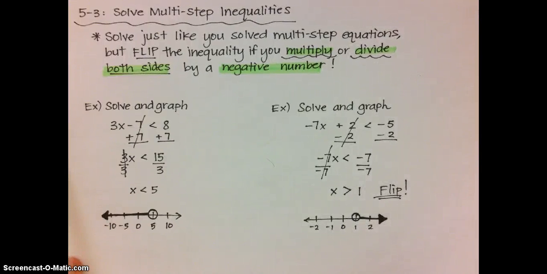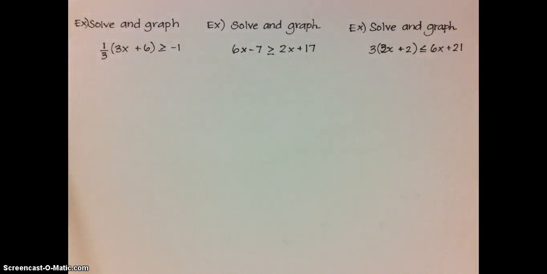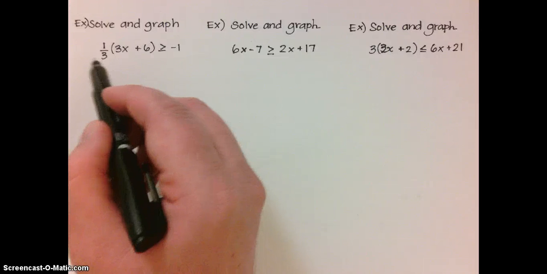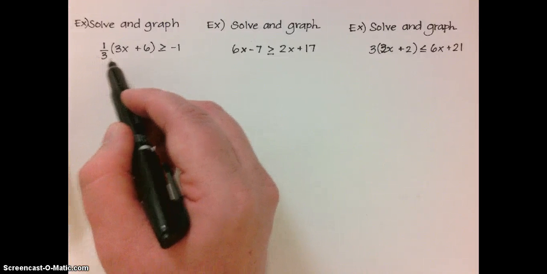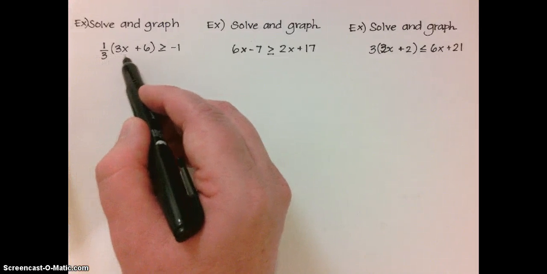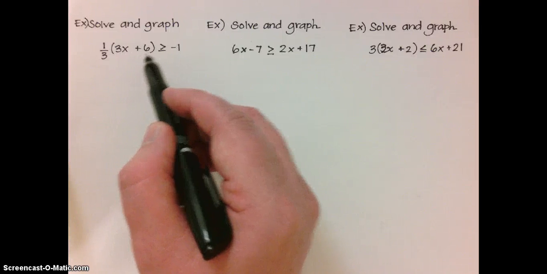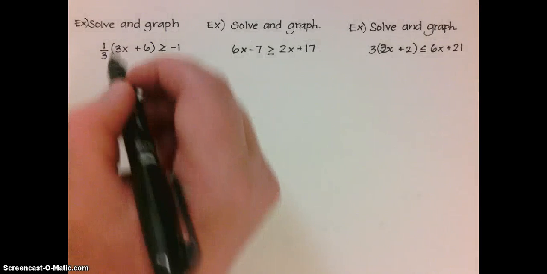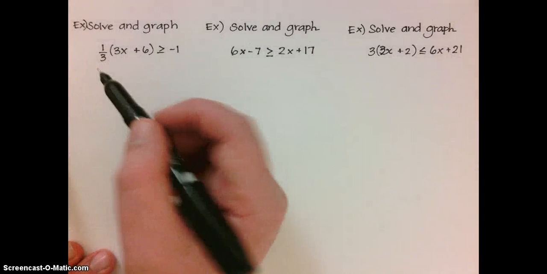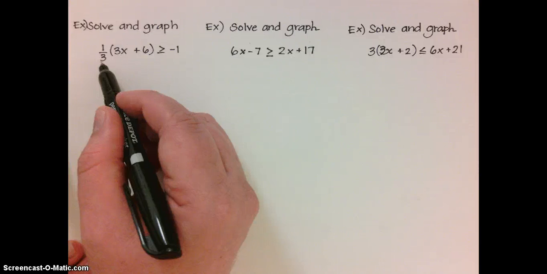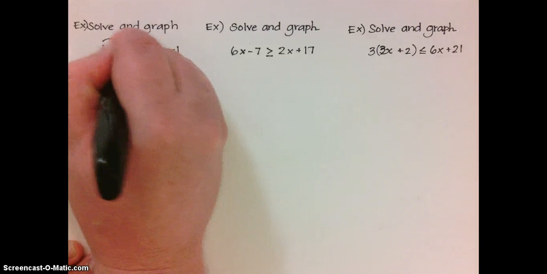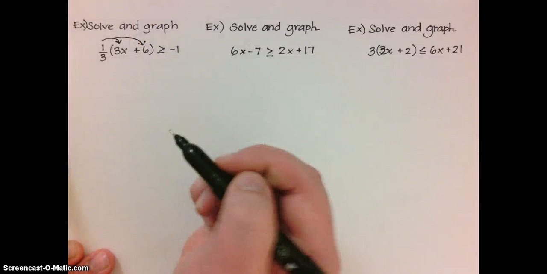Some are going to get even more complicated. So I have some set up already for us. The first one that we're going to solve and graph is the inequality 1/3 times, in parentheses, 3x plus 6 is greater than or equal to negative 1. Now when I come across this, there's two different ways that I can get rid of this 1/3 fraction. The way that I'm going to show you right now is by using the distributive property.